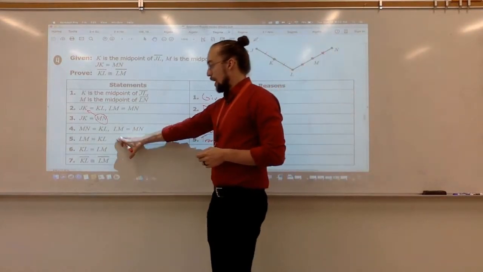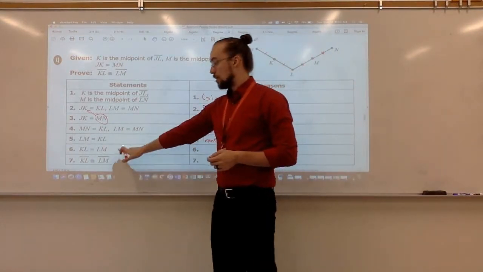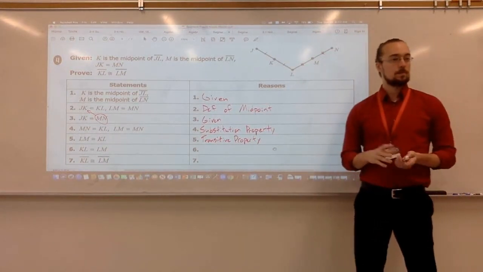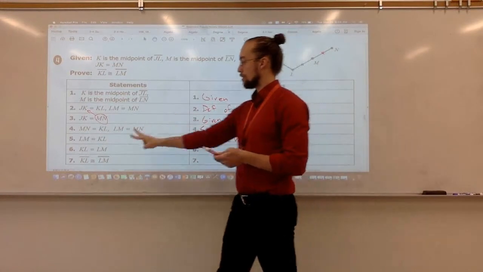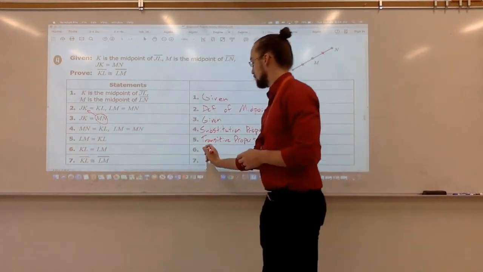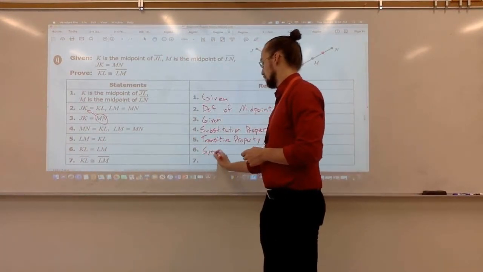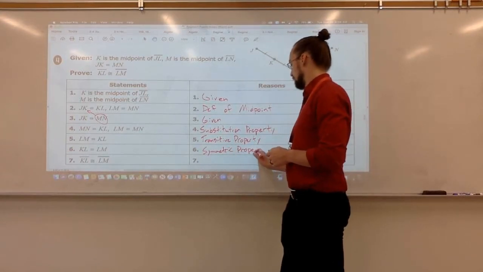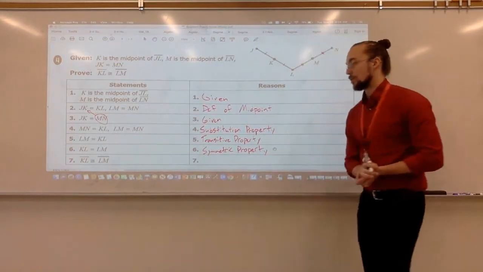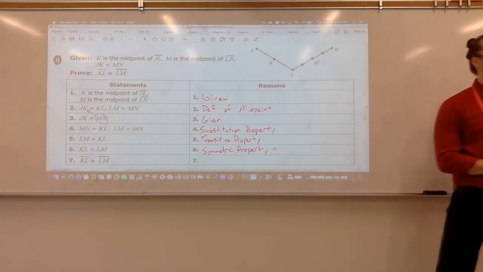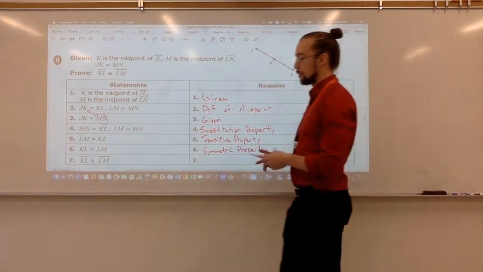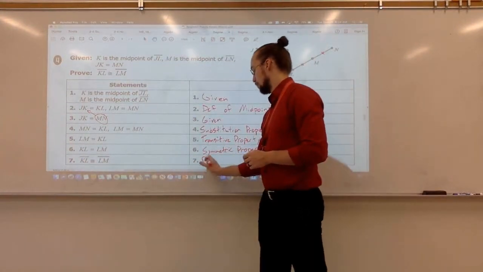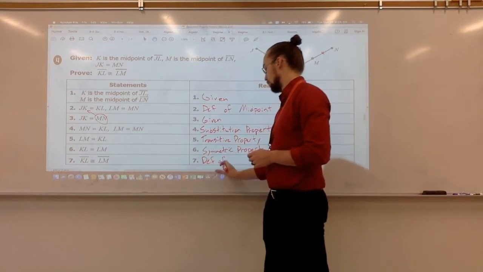Well then, if I know LM is equal to KL, how can I claim KL is equal to LM? It's symmetric, right? All we did was flip these two things across the equal sign. So that's symmetric property. And then finally, how can we claim that KL is congruent to LM? Definition of congruence, right? If I already know the lengths are equal, I can claim the segments are congruent by the definition of congruence.